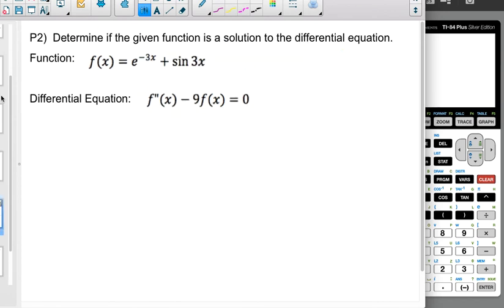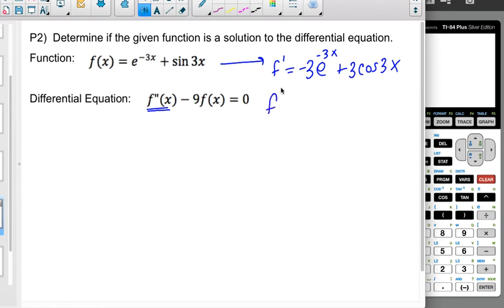Let's try P2. Same concept. Again, I need an f double prime here. I don't actually need f prime, but you can't get to f double prime without finding f prime first. So f prime is going to be, when I differentiate the e to the negative 3x, a negative 3 e to the negative 3x because of the chain rule. When I differentiate sine, I get cosine, but I need to multiply by 3 because of the chain. So I'm going to get 3 cosine of 3x.